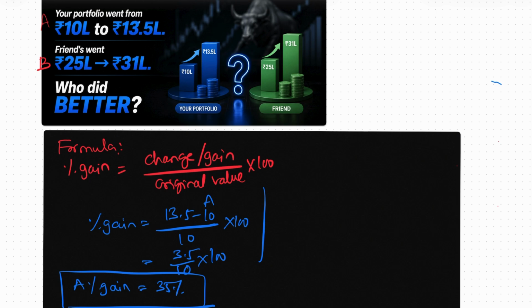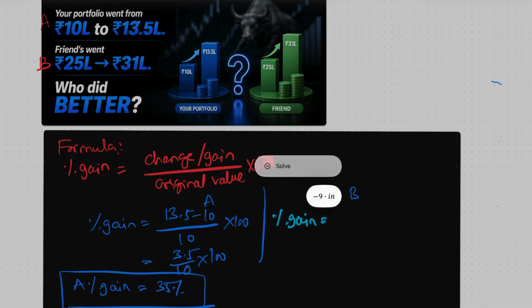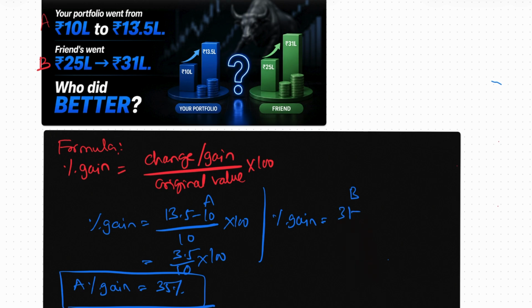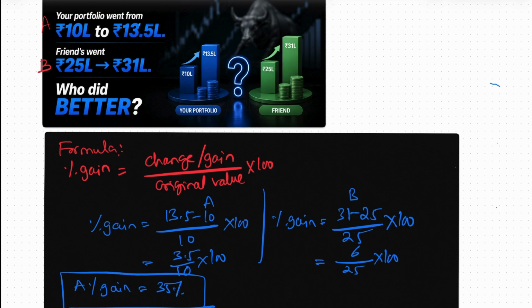Right? Now apply the same thing for B. So percentage gain is change, which is 31 minus 25 by 25 into 100. So 31 minus 25 is 6 by 25 into 100. So this is 24%. So B's percentage gain is 24%.